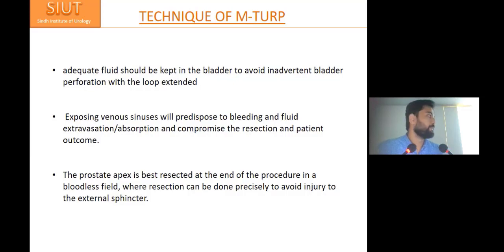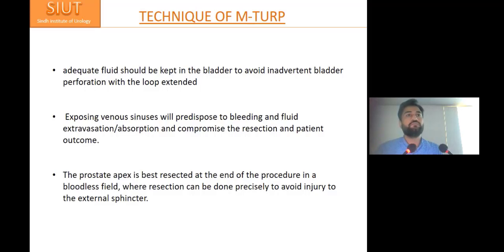One minute, Zubair. Can you tell me the limits of TURP when you are doing the TURP? What are the limits of yours? What will your boundaries be, up to where will you resect?